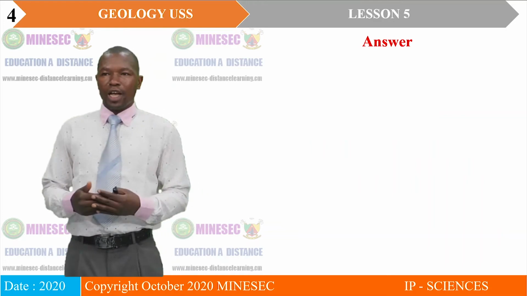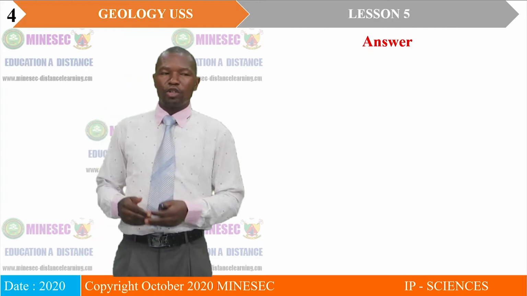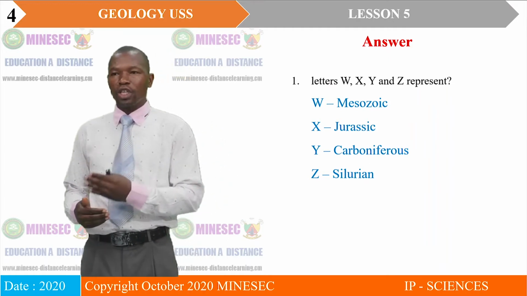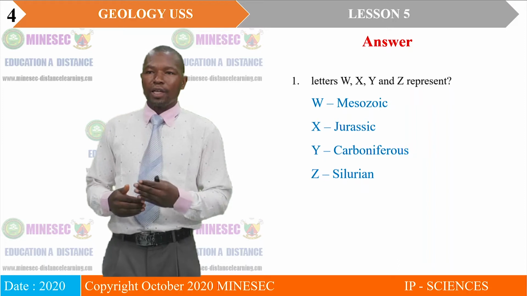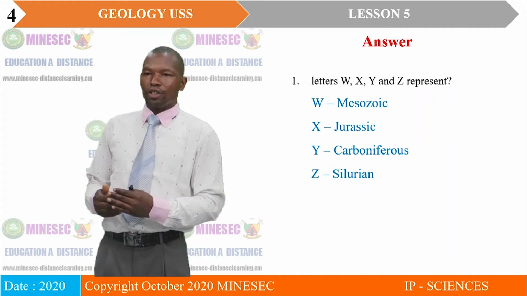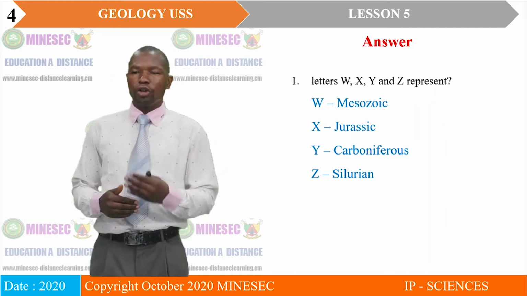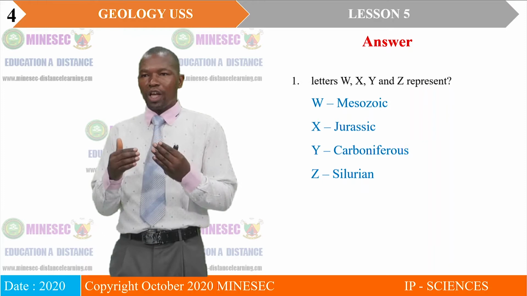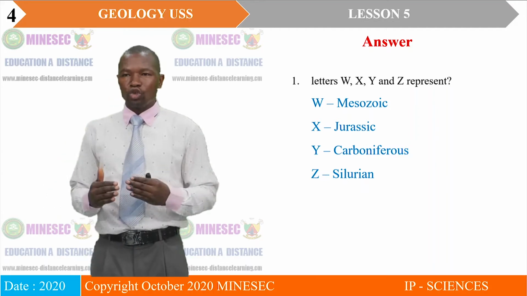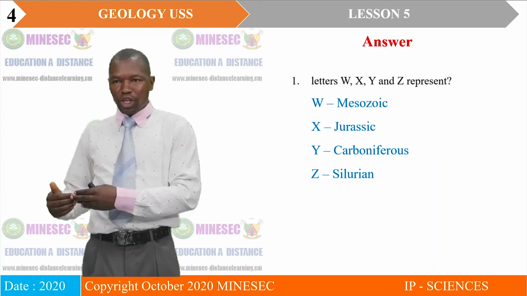So the first answer required that we should say what letters W, X, Y, and Z represent. W is Mesozoic, which is an era. Then X, Jurassic, which is a period. Then Y, Carboniferous, which is also a period. Z, Silurian, which is also a period. So in that block, the letters W, X, Y, and Z can be separated into era and period, with X, Y, Z making our periods, and W the era.